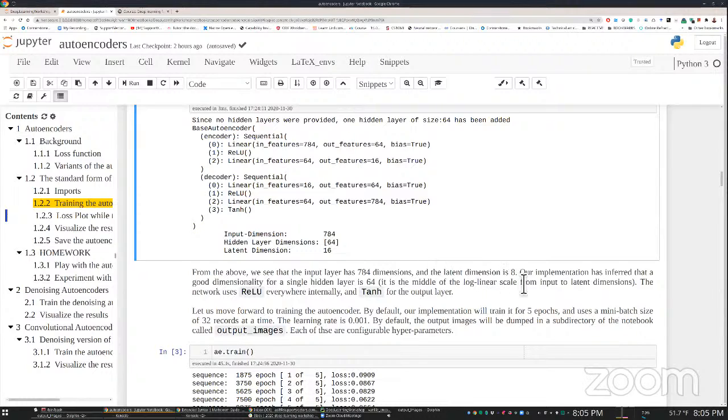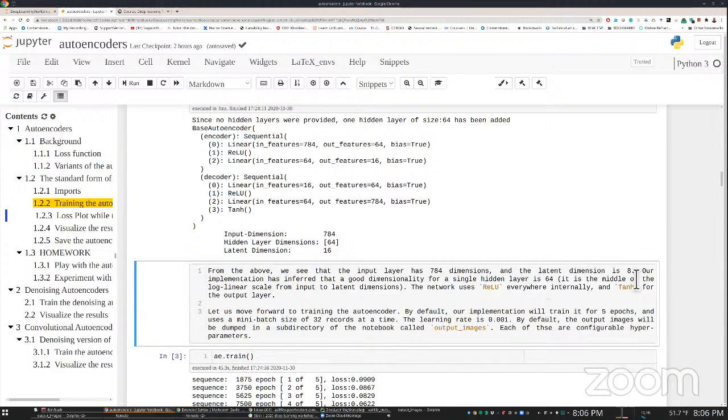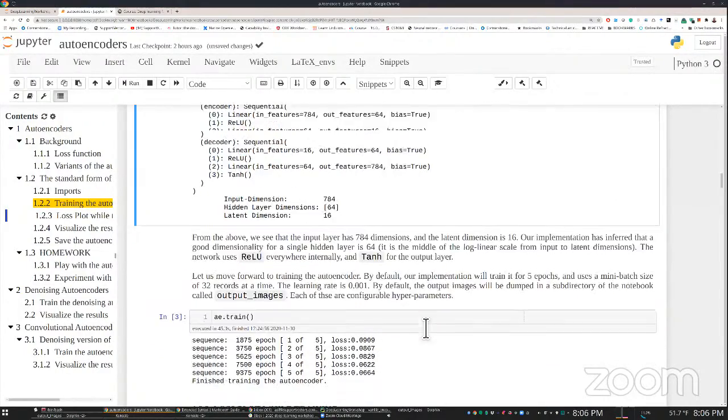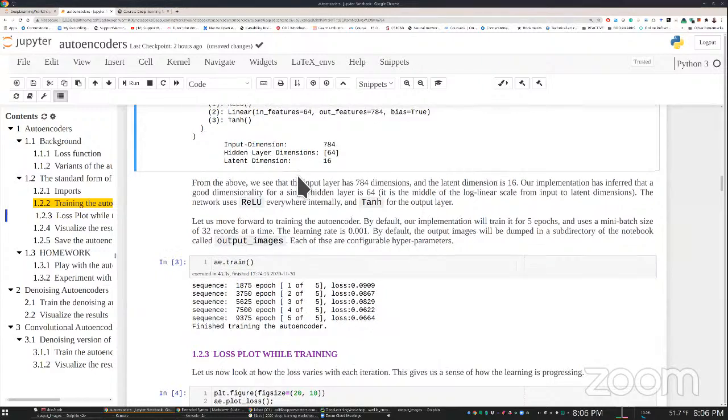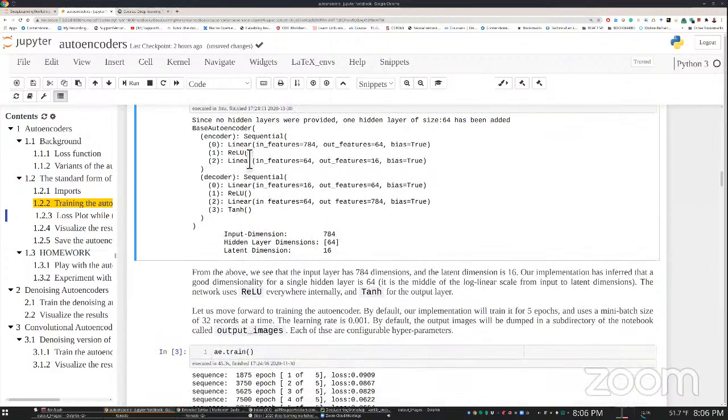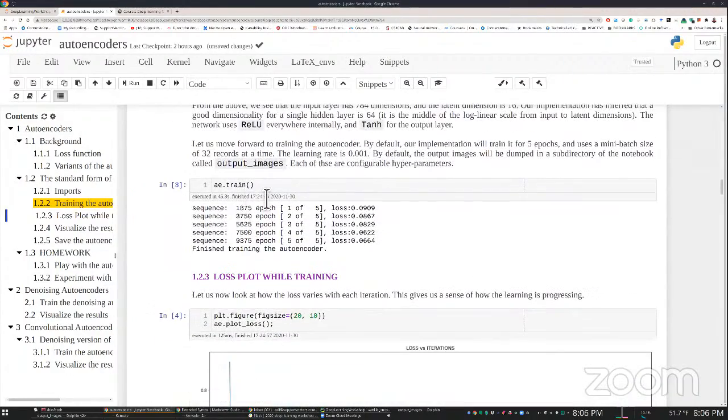Oh, by the way, I mentioned 8. Please correct it, because initially I did it as 8; making it 8 is your homework. I shouldn't say 8, it's 16. It's a typo. So we go from there to 16. You may wonder, how did I come up with 64? You can look up my code and see. I've made the API very easy. You instantiate the autoencoder, you see how it looks, and then you ask it to train itself. By default, it will train itself on 5 epochs.